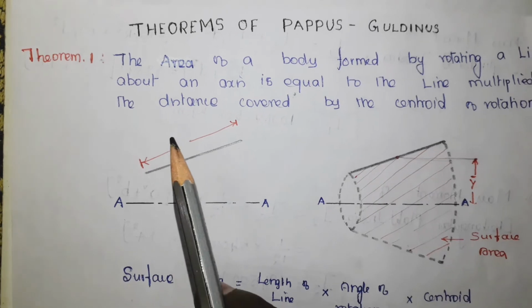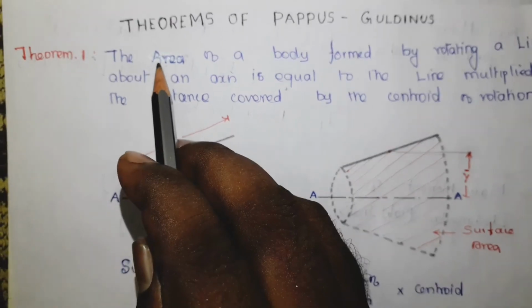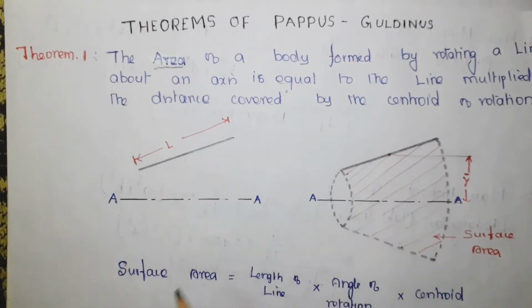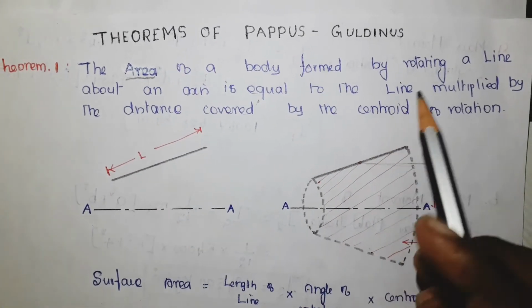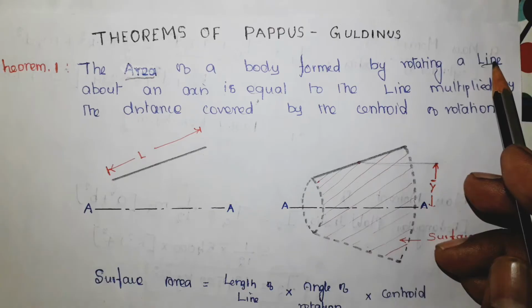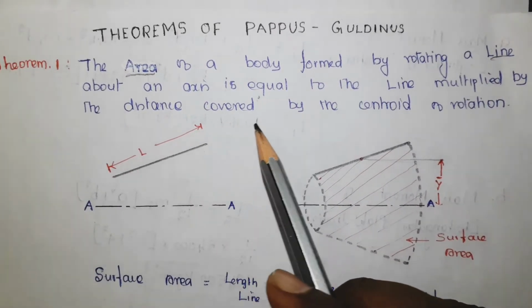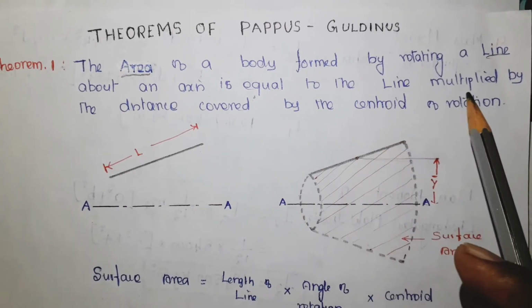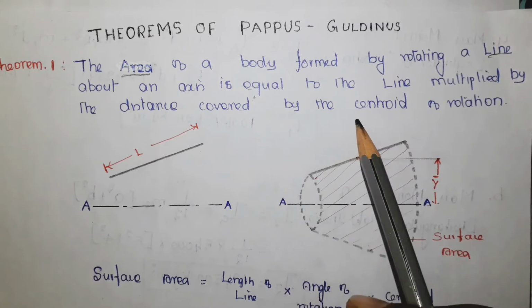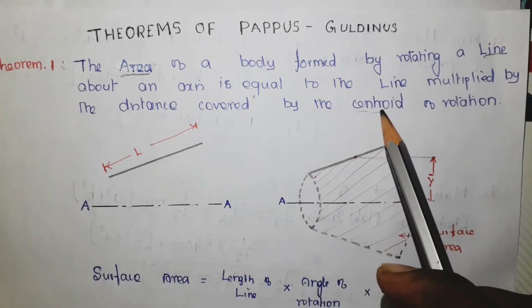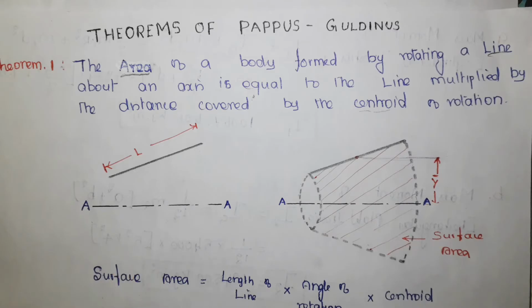The definition is: just note that the surface area of a body formed by rotating a line. Note this, these two are the keywords. Line about an axis is equal to the length of the line multiplied by the distance covered by the centroid. So this is another keyword: rotation.